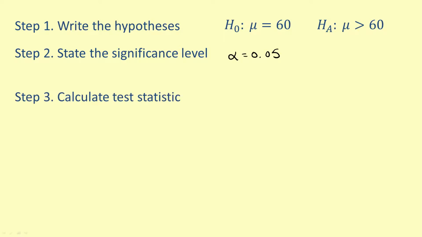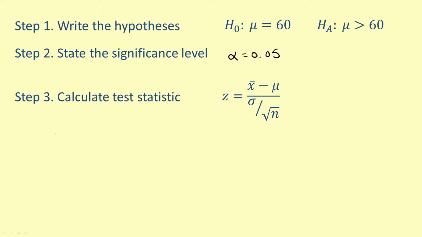Now, we need to calculate the test statistic. For a simple mean where the population standard deviation is known, the test statistic is a z-score calculated with the formula. This is the sample mean x bar minus the hypothesized population mean mu, all divided by the population standard deviation sigma divided by the square root of the sample size n. To calculate this statistic, identify the values of x bar, mu, sigma, and n from the given information.